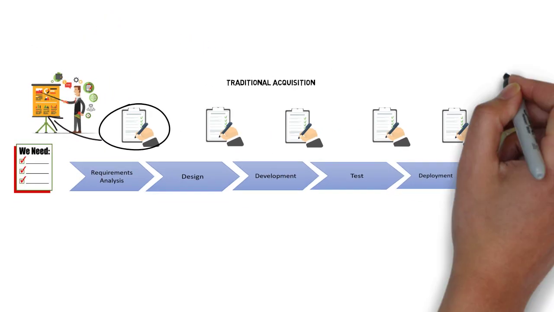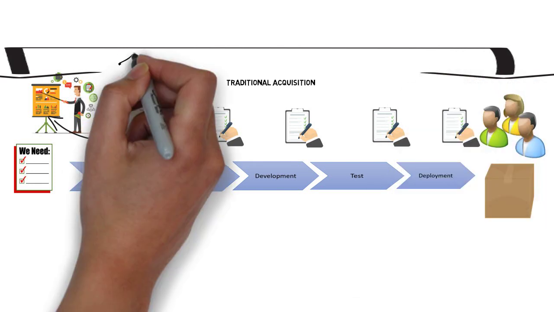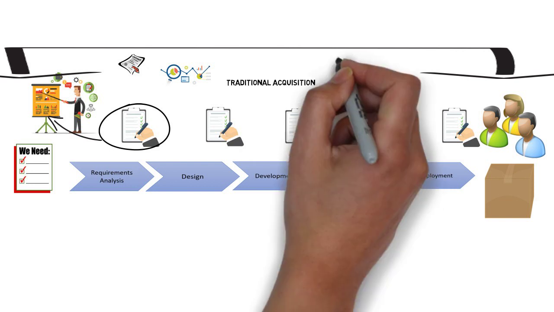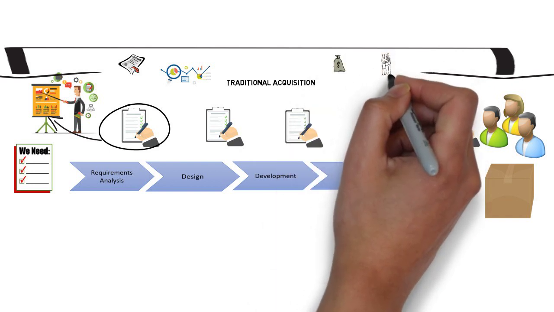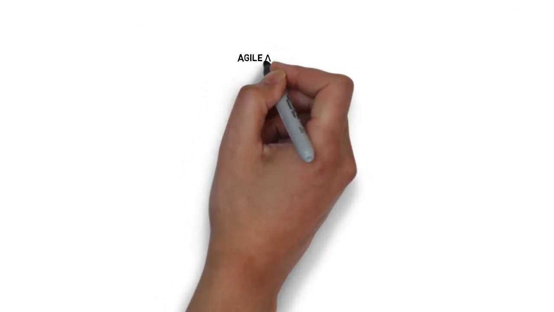The traditional acquisition approach has been used for decades, so all of the required supporting elements, such as contracting, the metrics we use to track progress, how we fund the acquisition, and the overall acquisition culture are structured to support this approach. Now, let's take a look at Agile acquisitions.